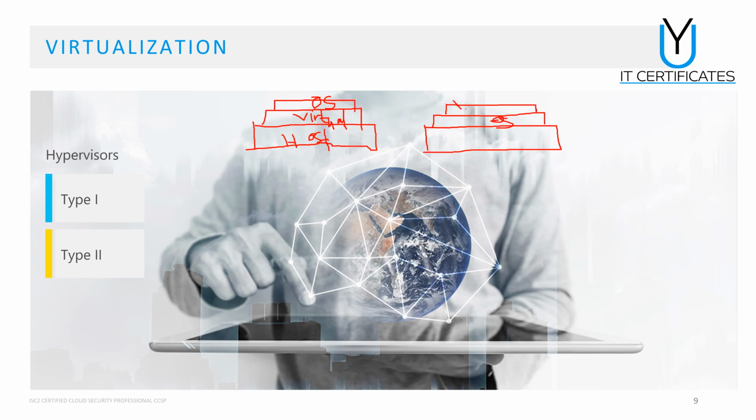And of course, as we explained, type 1 is more secure, because the virtualization is in direct contact with the host, as you can see. It's not affected by any operating system. But in type 2, the virtualization and the host are connected through the operating system. If there are any bugs or problems or unupdated patches in the operating system, it will affect the virtualization.